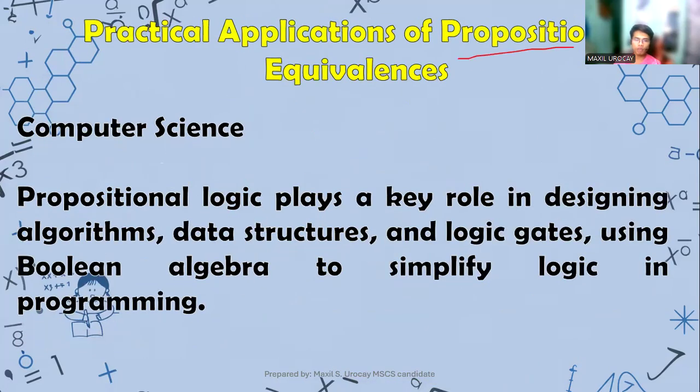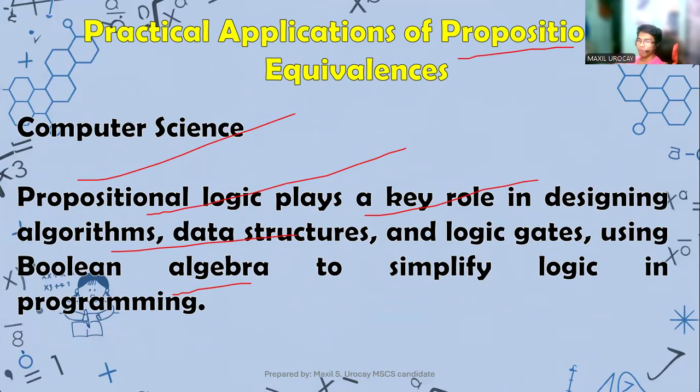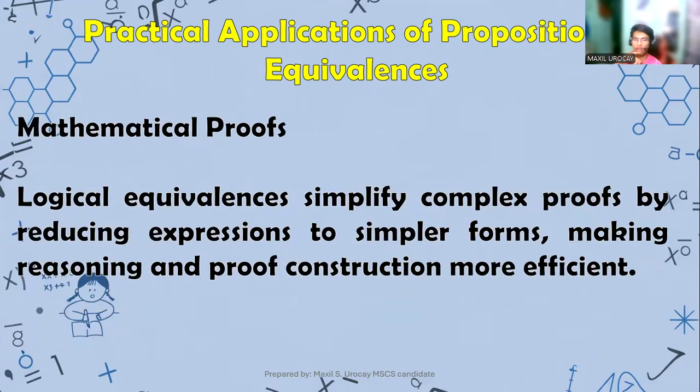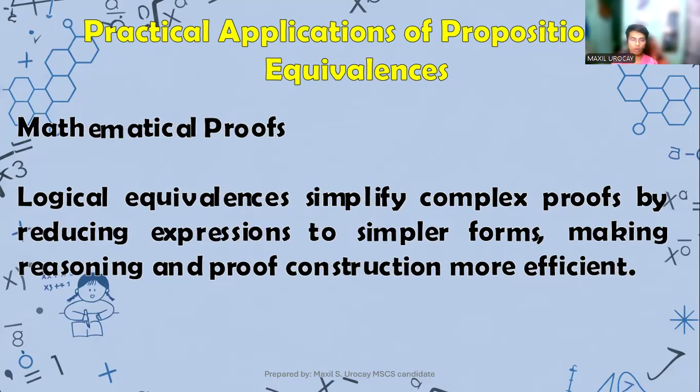Now, practical applications of propositional equivalence. In computer science, propositional logic plays a key role in designing algorithms, data structures, and logic gates, using Boolean algebra to simplify logic and programming. That's why I mentioned to you that true or false propositional logic is definitely useful in a lot of courses, as we can get the optimized value through statements. And for mathematical proofs, we can also apply logical equivalences, simplifying complex proofs by reducing expressions to simpler forms, making proof construction more efficient, because we can check, class, if that is equivalent to the certain goal that you are trying to work on.